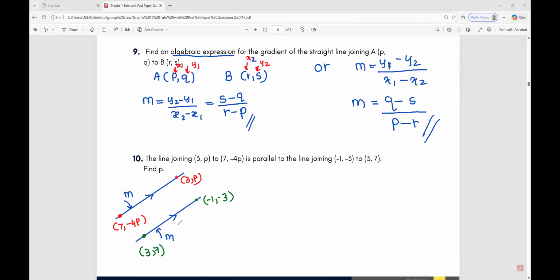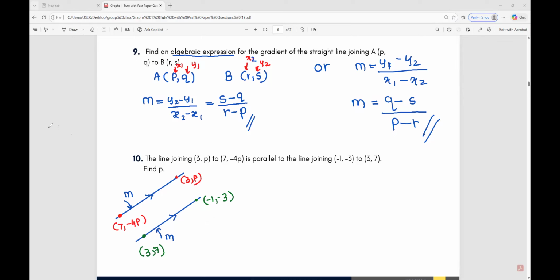Then from the second line, I can write the gradient because both coordinates are given in the second line. First line, the y coordinate is in terms of P. So since gradients are same, I can write M1 equal to M2 like that.